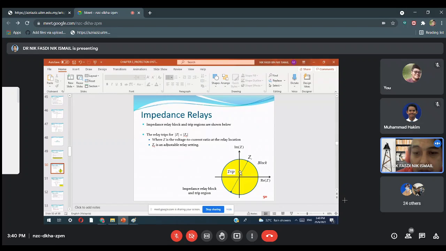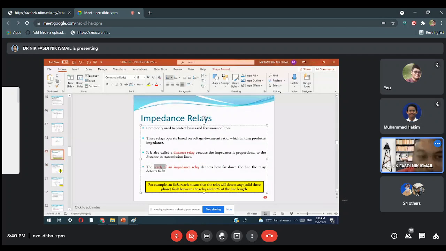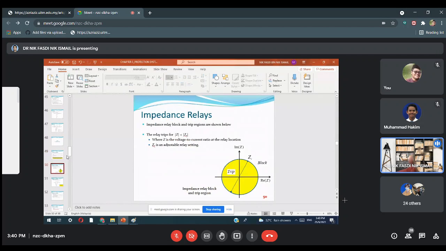So here is the diagram about the reach impedance. This is the ZR. The fault impedance Z must be within the circle. Only inside this circle will it trip. If it goes outside the circle, meaning Z is greater than ZR, it will not trip. The relay will not turn on. That is the meaning of the impedance relay.